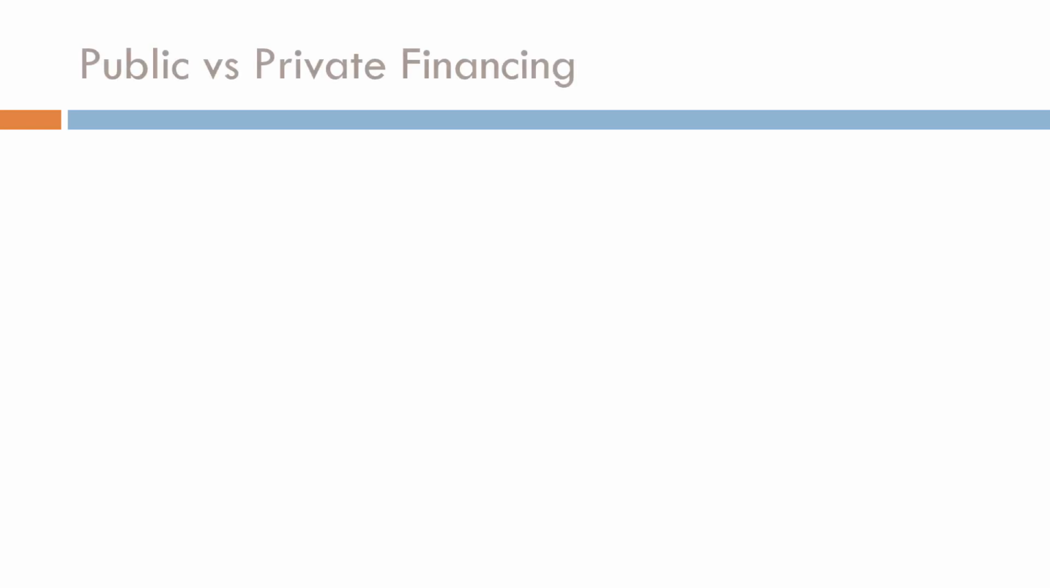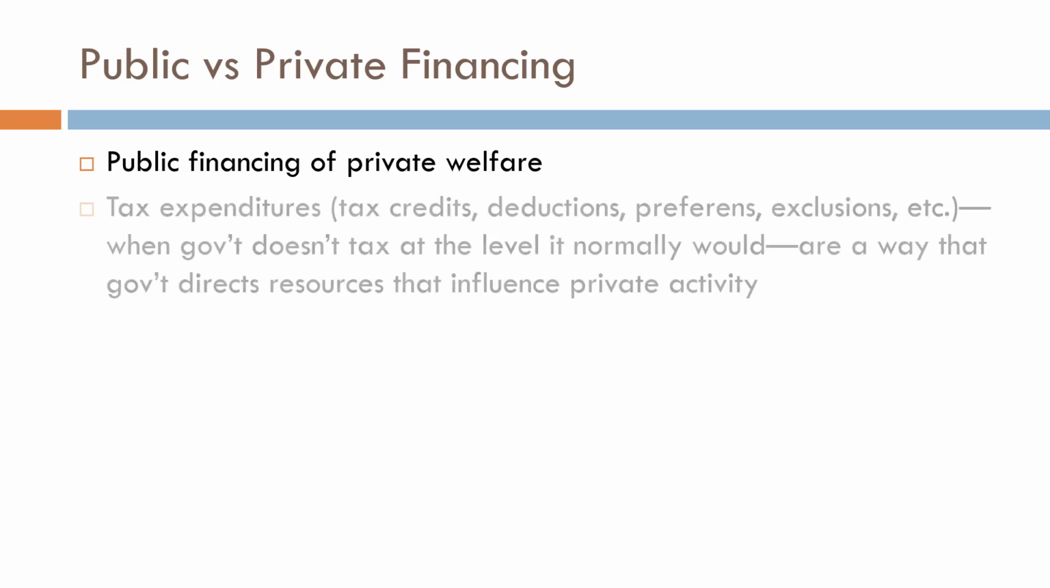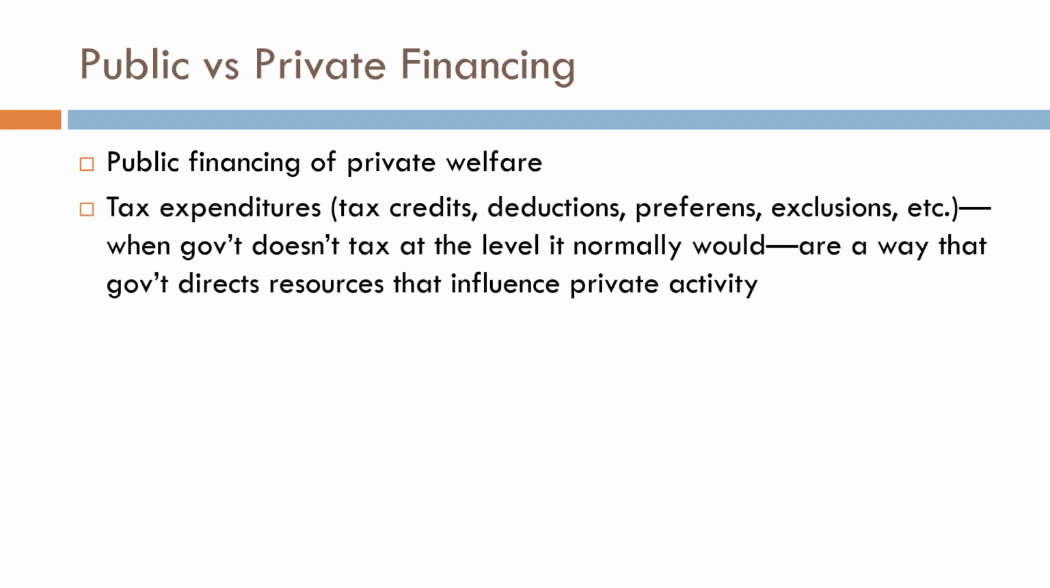Now let's flip over to the public part in this public versus private financing issue. The main issue has to do with public financing of what's called private welfare. So tax expenditures, which can be tax credits, deductions, preferences, exclusions, etc. Basically, anytime the government doesn't tax at the level it normally would, it is a way that government is directing resources to influence private activity.